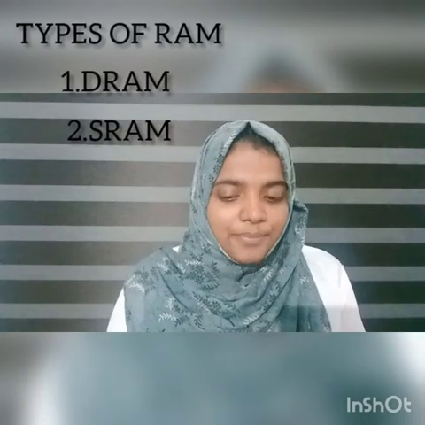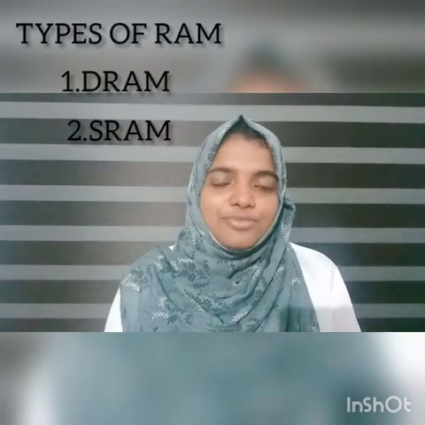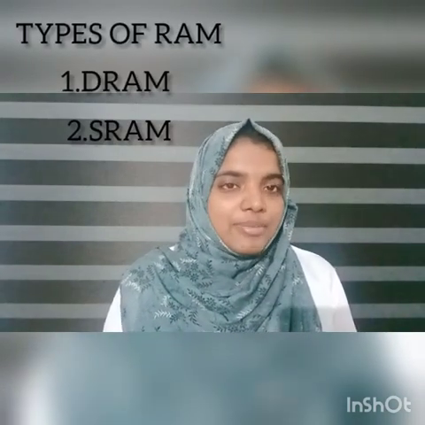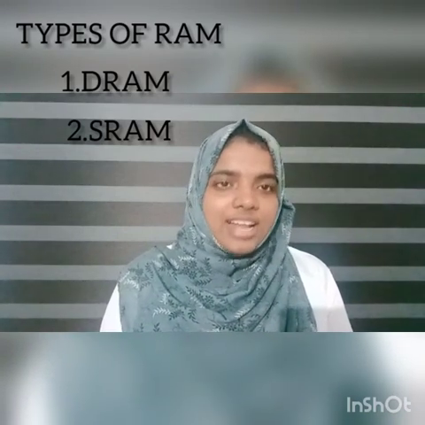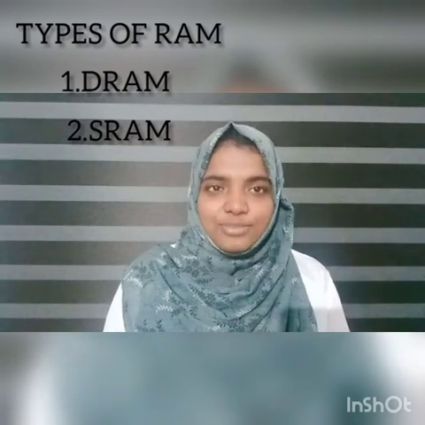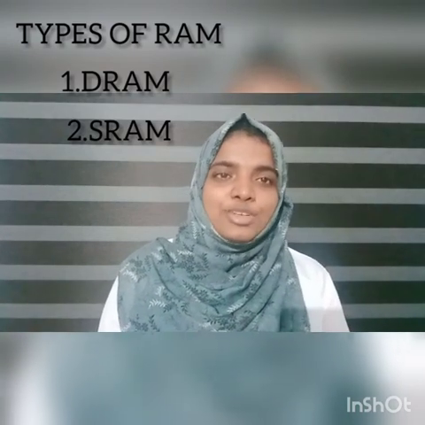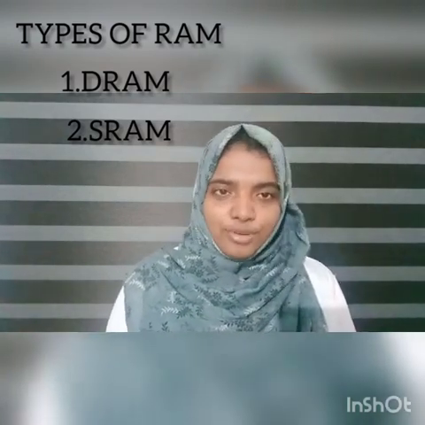There are two types of RAM. What are the two types of RAM? DRAM and SRAM. What is the full form of DRAM? Dynamic Random Access Memory, and SRAM means Static Random Access Memory. Learn the full forms, children. Underline it in the textbook itself and learn the full form of it.